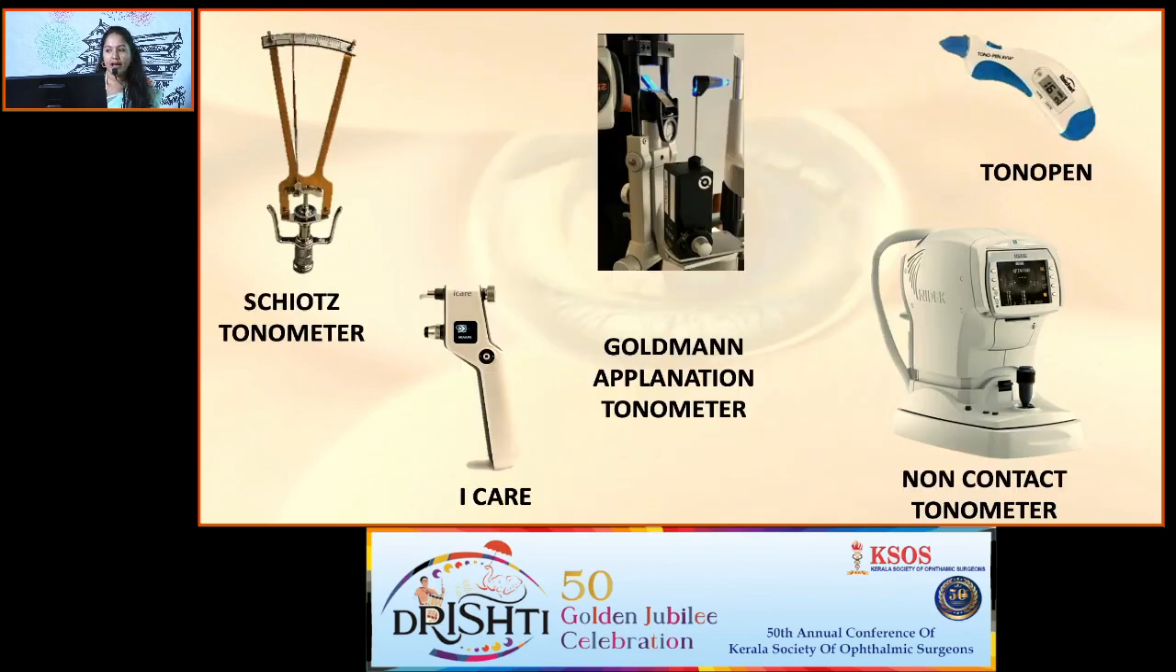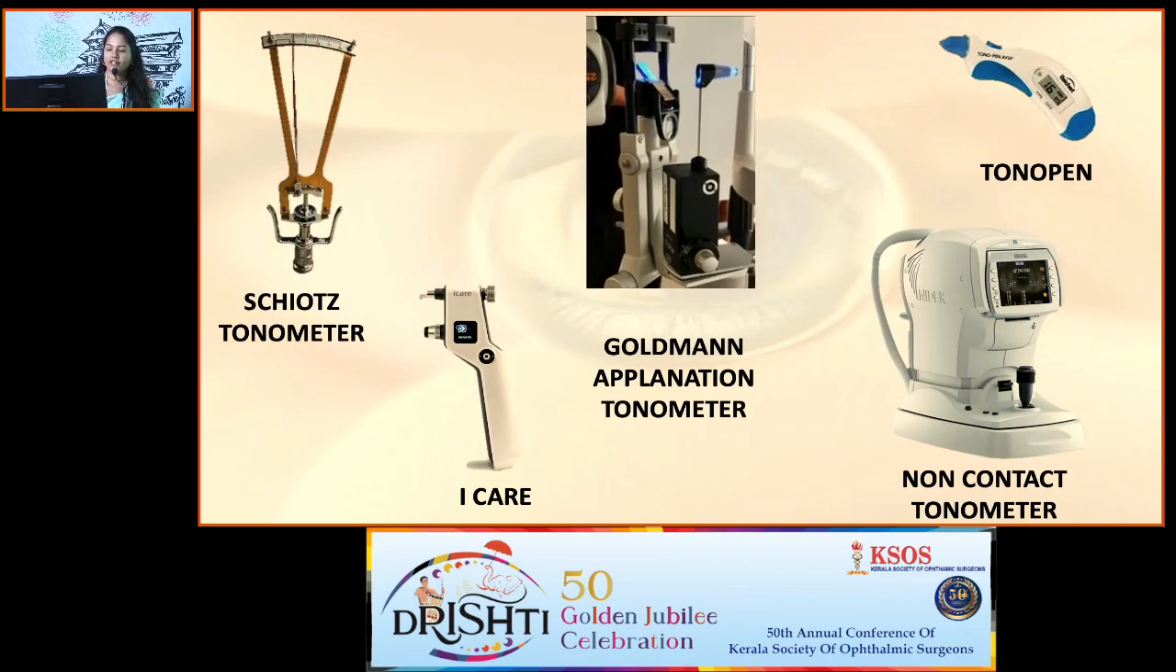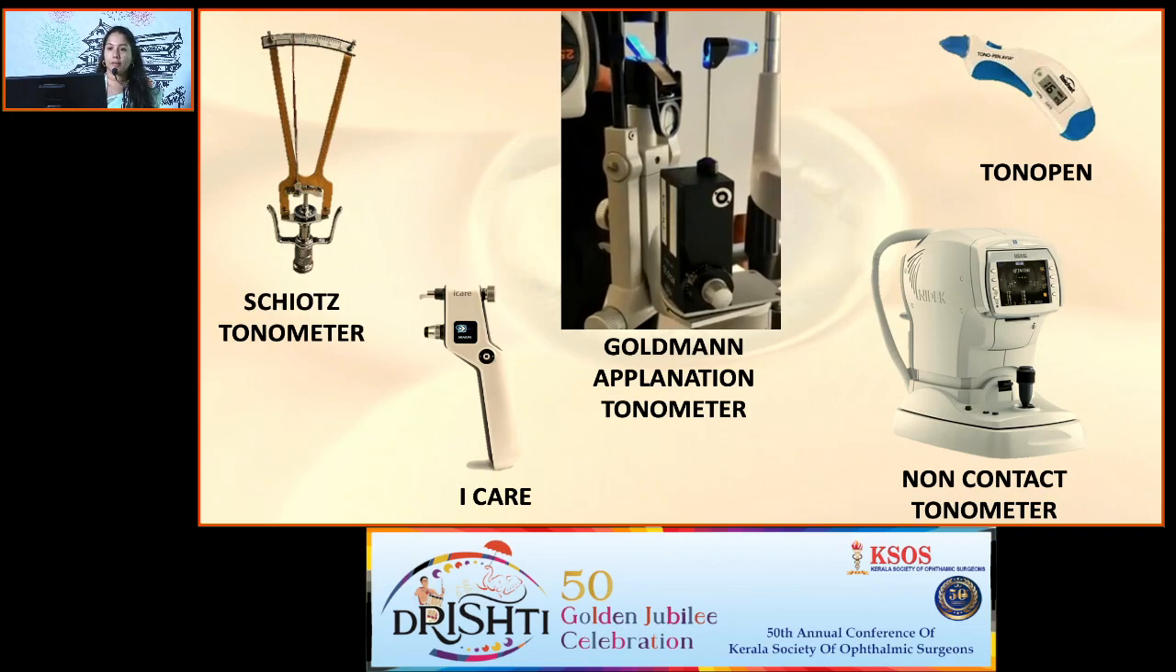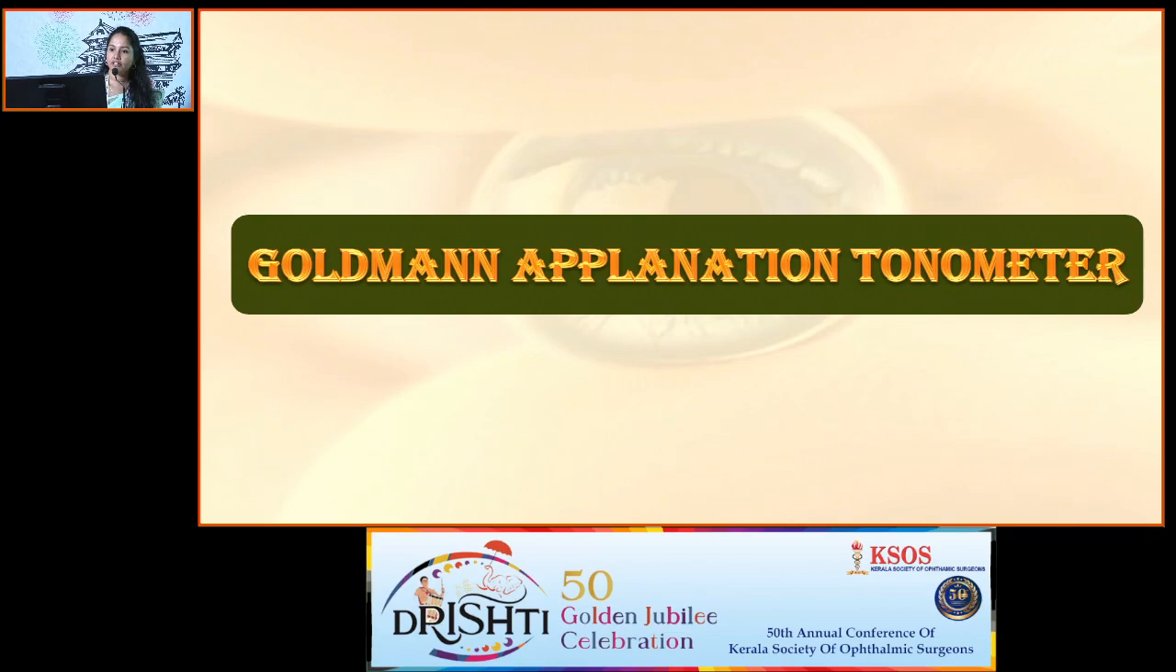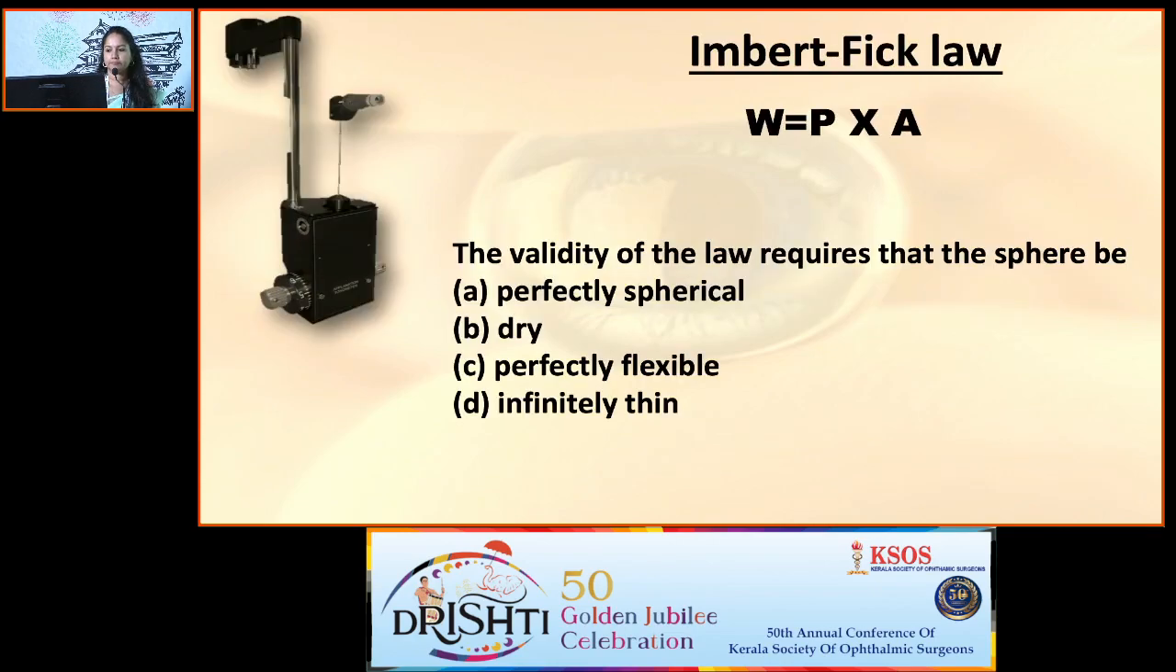Over time, we have had a lot of instruments to measure IOP, but one that has emerged as a favorite is the Goldmann applanation tonometer. Even that is marked by a lot of variability in corneal biomechanics. A few newer ones like the dynamic contour tonometer and the ocular response analyzer have come up, but they are not of much use because they are more expensive and time consuming. So still our favorite is the Goldmann applanation tonometer.